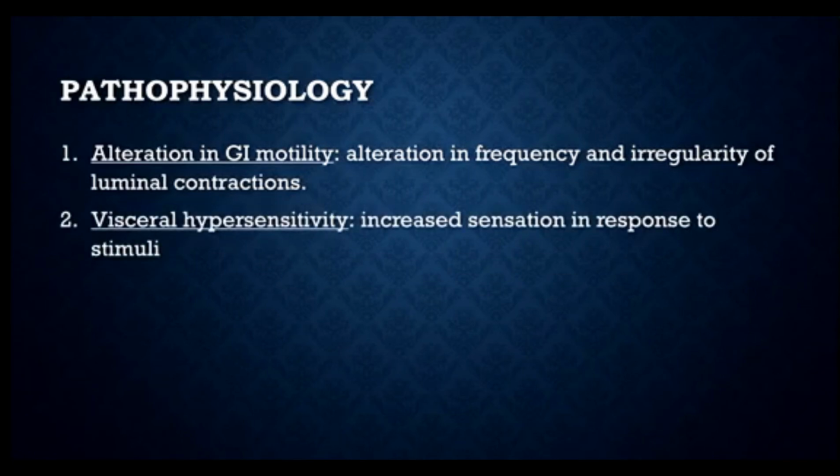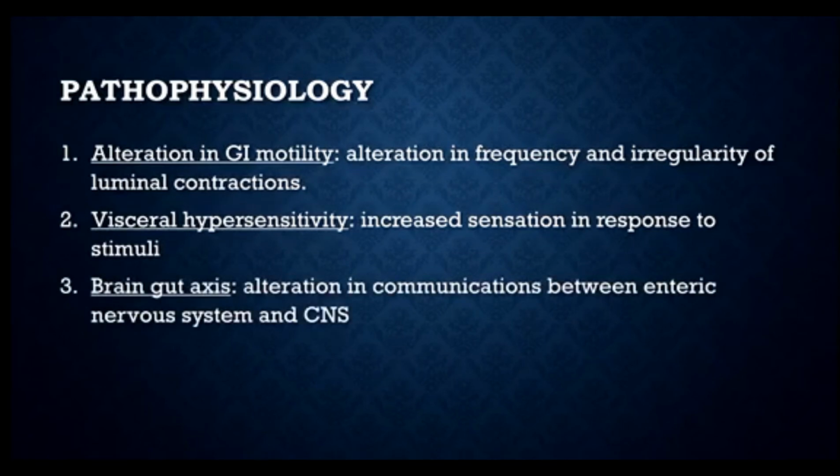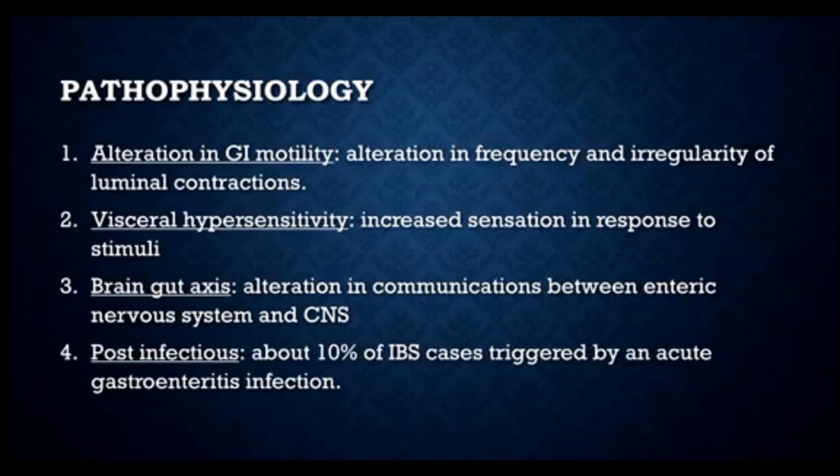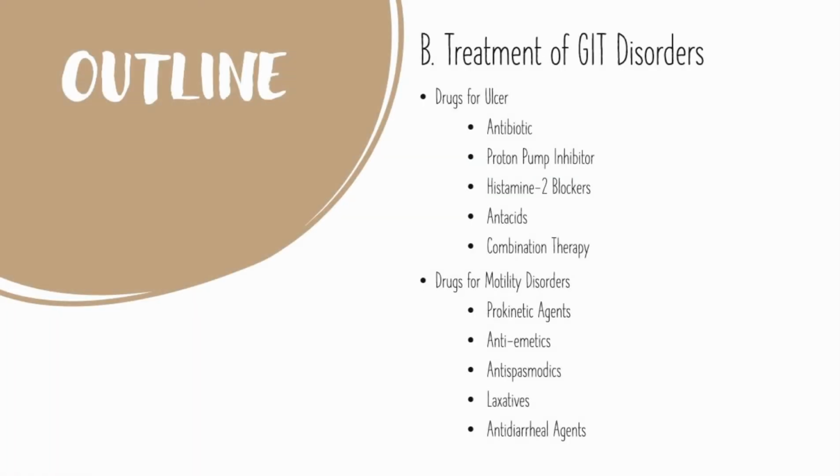Second is the visceral hypersensitivity. It is an increased sensation in response to stimuli. Third is the brain-gut axis, an alteration in communications between the enteric nervous system and the CNS. And lastly, the post-infectious. It is about 10% of the IBS cases triggered by an acute gastroenteritis infection.